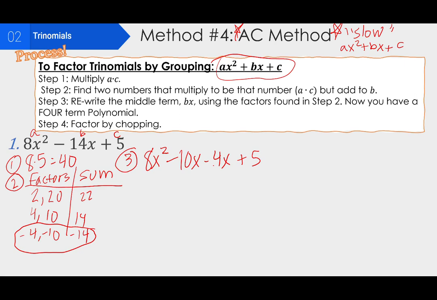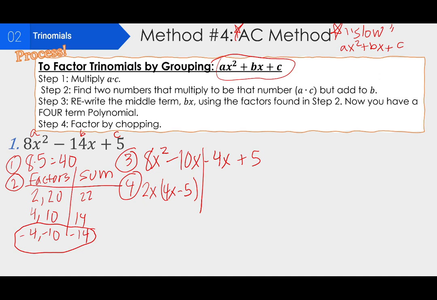Now step 4, you're going to factor just like we did with the 4 terms because we have 4 terms now. And so we're going to group these. Again, I like to chop it in half. Chink! And I'm going to look at the first two terms. I can pull out a 2x, and I'm left with 4x minus 5.